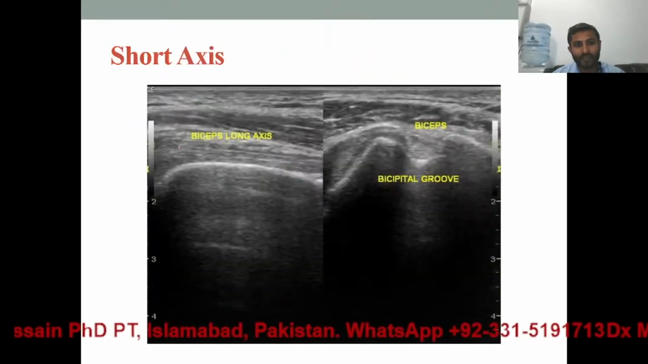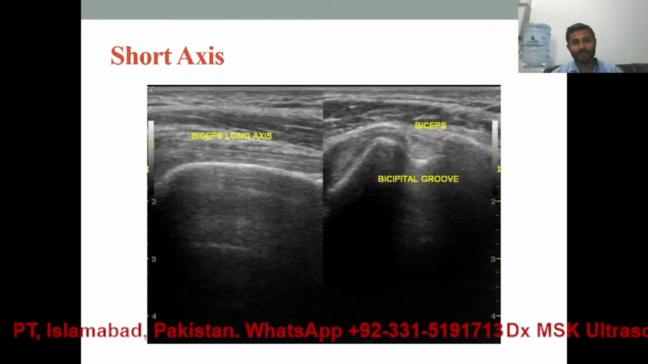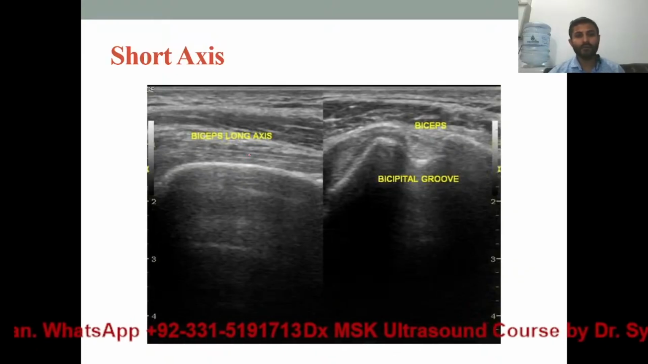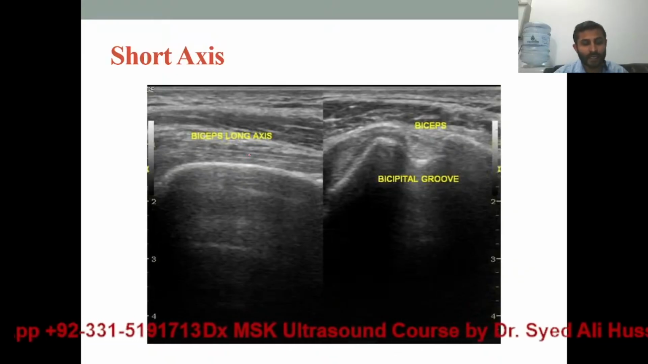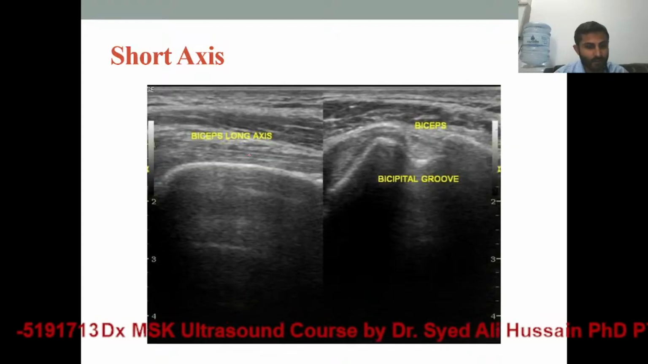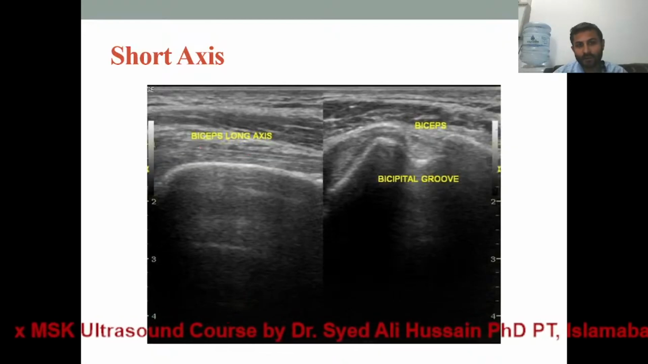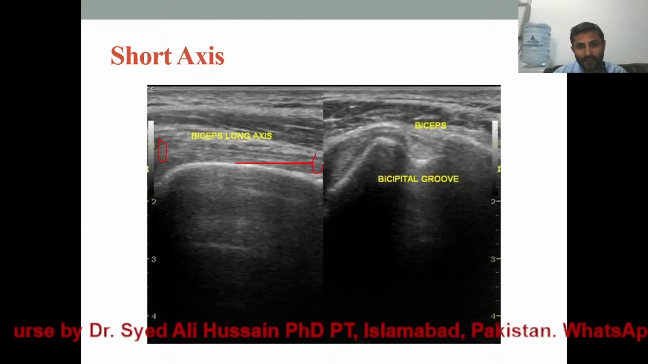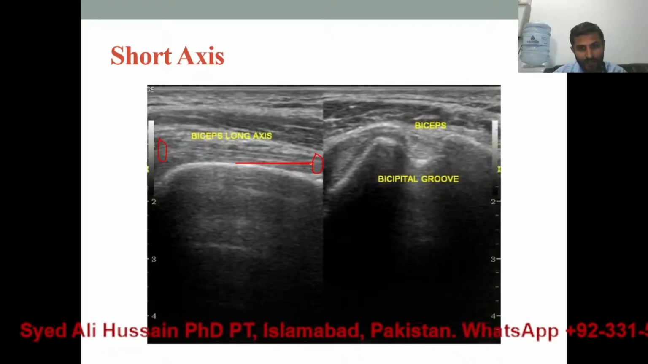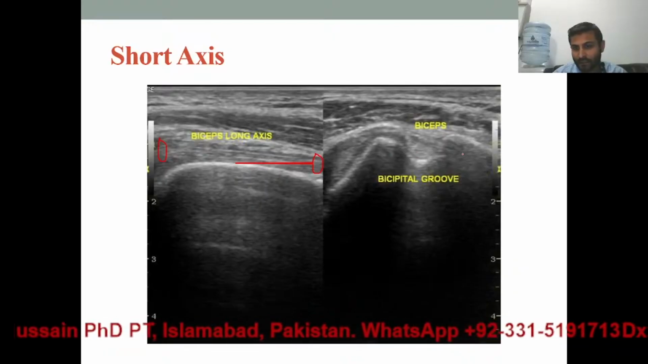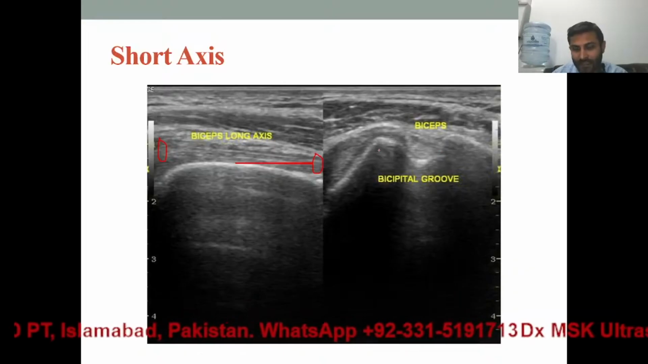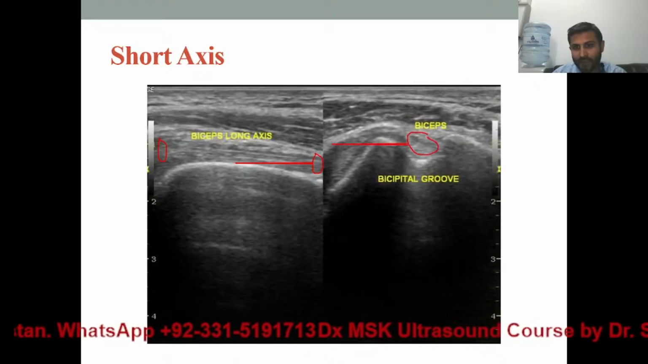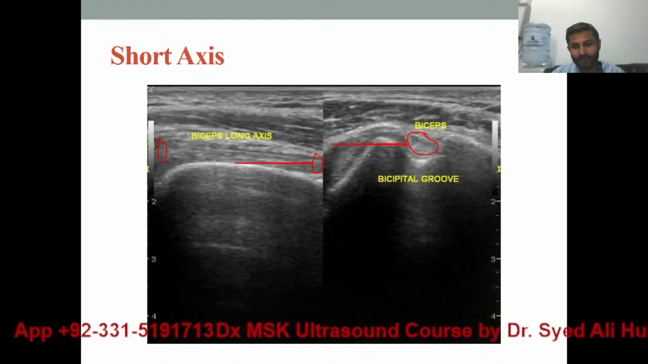So this is the orientation of bicep long axis. When we see the long axis of the bicep, that means we want to see the bicep from top to bottom, or in craniocaudal direction, the way the bicep is. So basically we want to see the origin and the insertion of the bicep. Similarly, this is called the short axis. Why I'm saying this is a short axis is because we are only looking at the, I don't know what is wrong with this pointer.